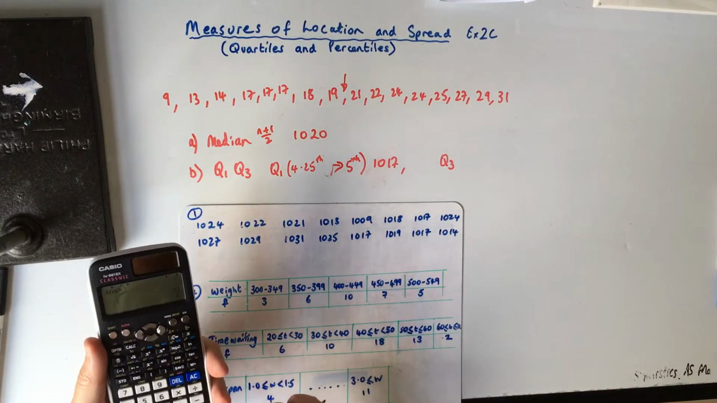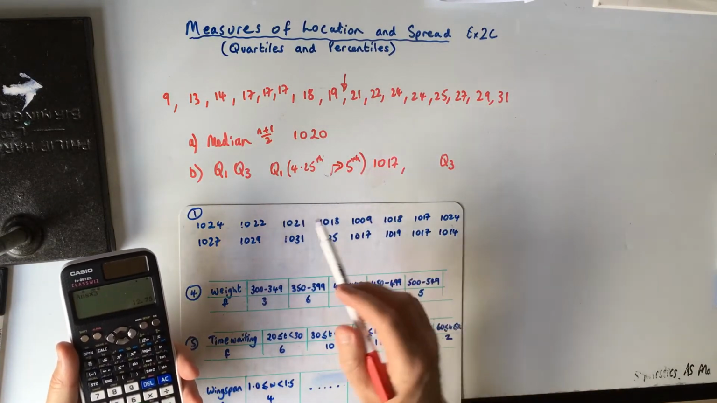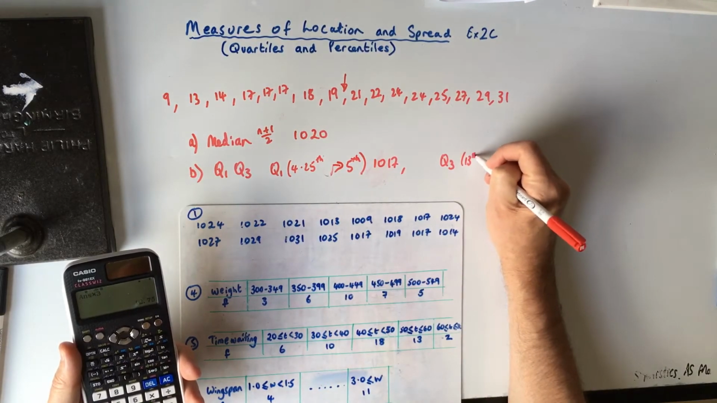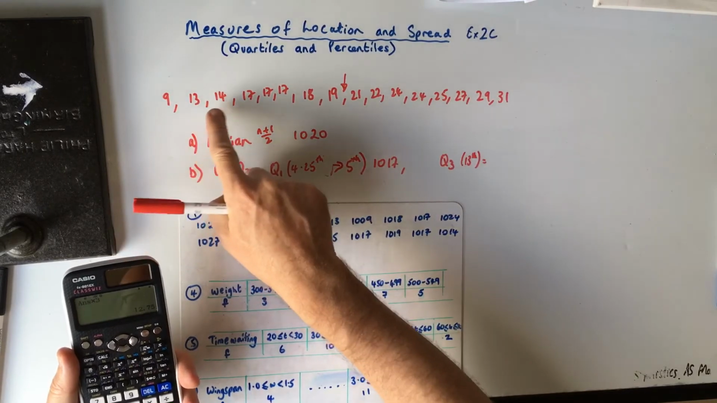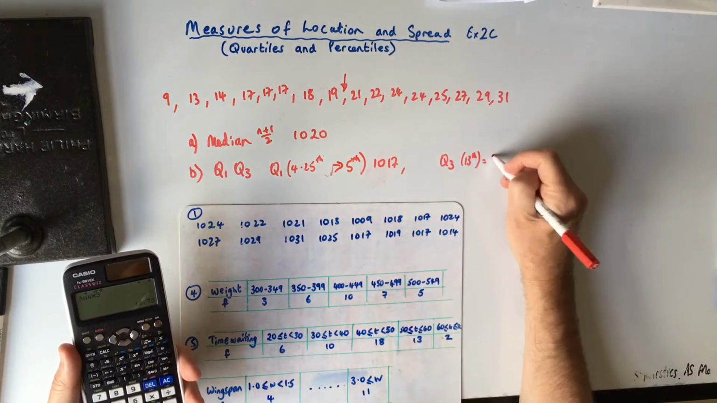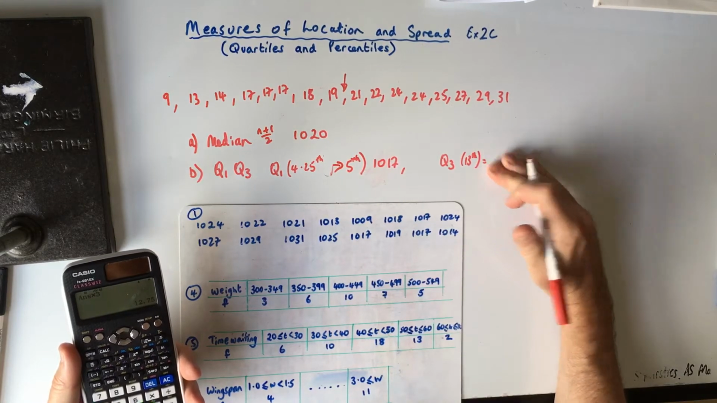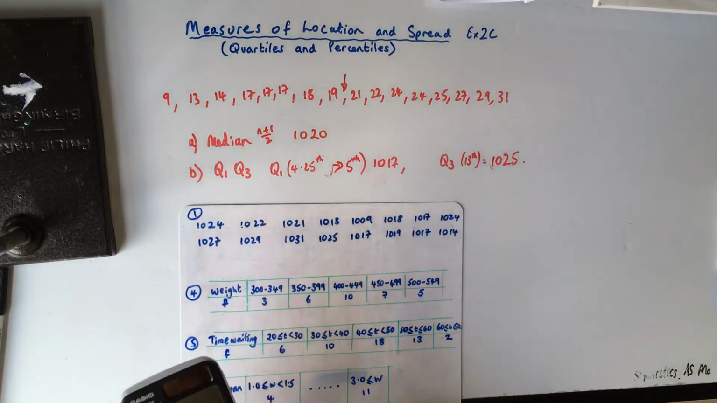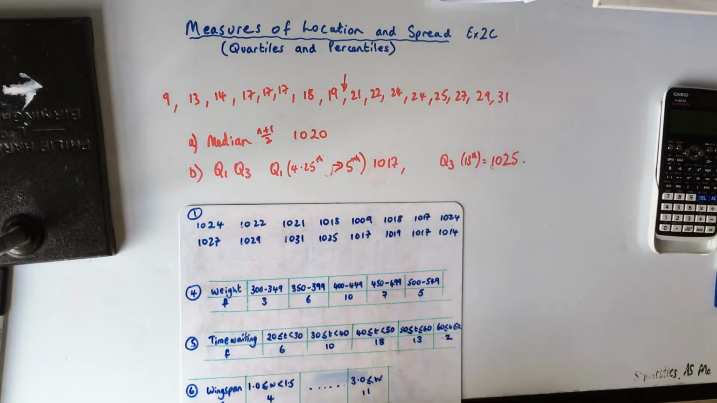If we times that by 3, we get 12.75. So we round up to the 13th. The 13th. 1, 2, 3, 4, 5, 6, 7, 8, 9, 10, 11, 12, 13, which is 25. Oops, done it again. What an idiot. 1,025. Be careful with that. And that's the first question.